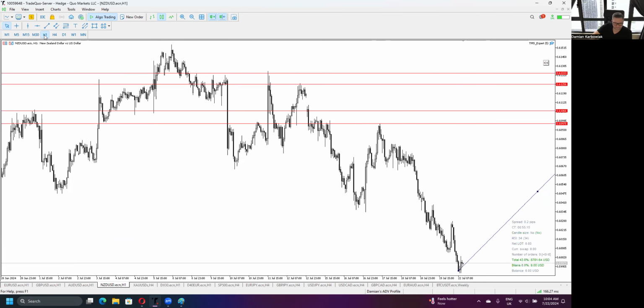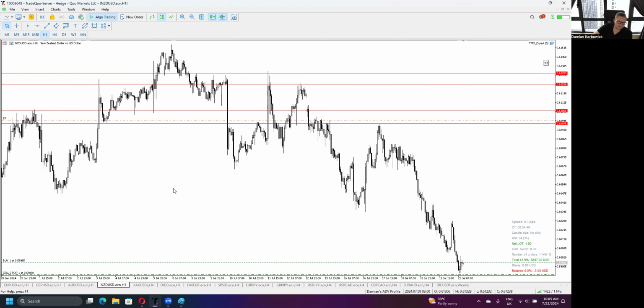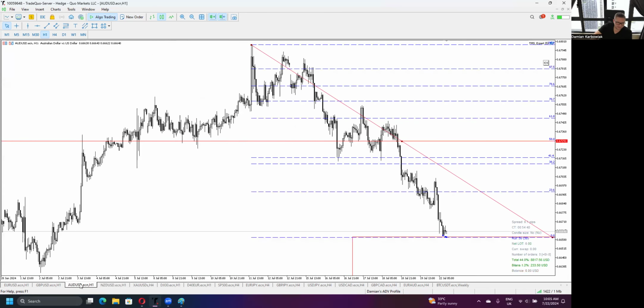NZD USD, H1 tested. I will try. Small supportive trade. Why not? Extra 1,000 for the upgrade to business class. And yeah, so it's ready to play.